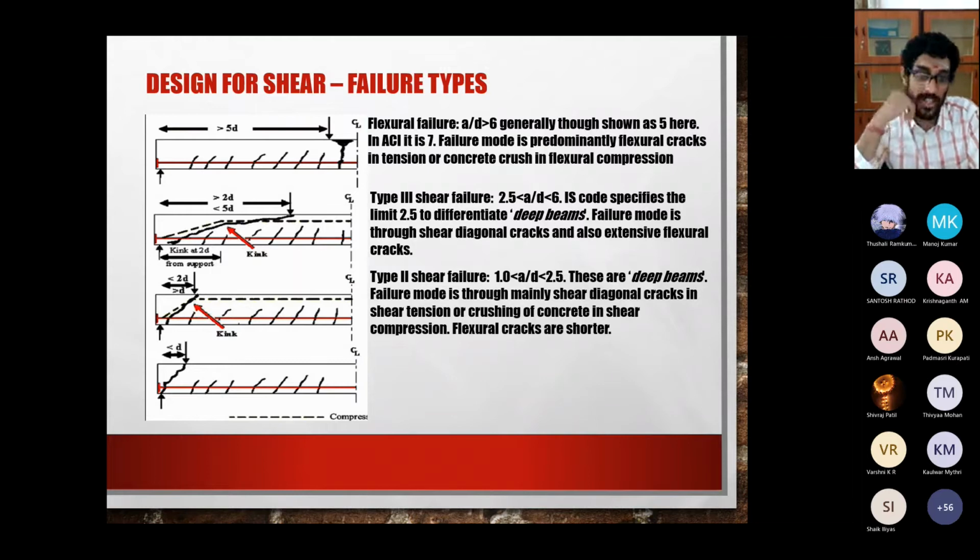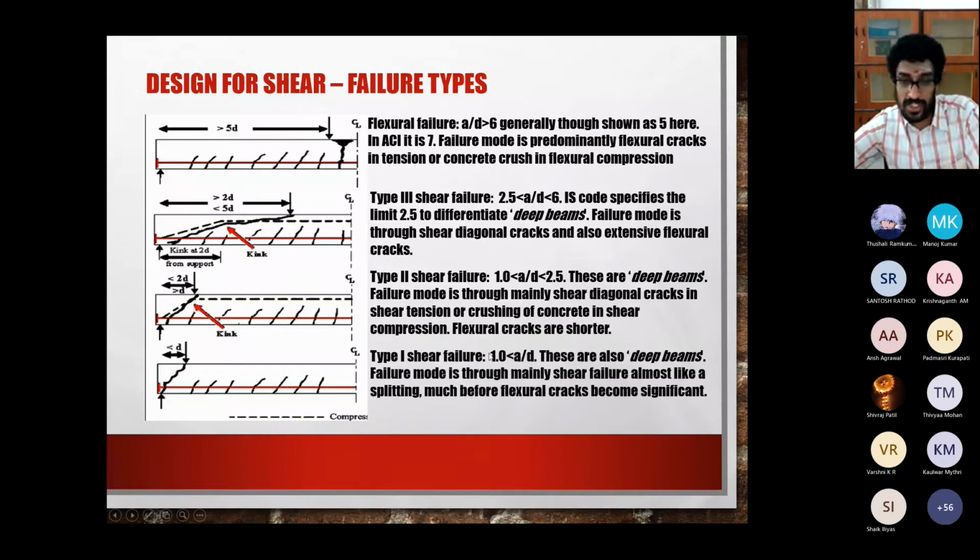Anyway, so in type 2 shear failure, where you have ratios between 1 and 2.5, these are known as deep beams because the depth has become quite big. And here the failure mode is mainly through shear diagonal cracks, and the presence of flexural cracks is much shorter. And therefore, if you calculate the shear strength of the beam and if you calculate the flexural strength of the beam, you will see that the shear strength of the beam will actually govern your design.